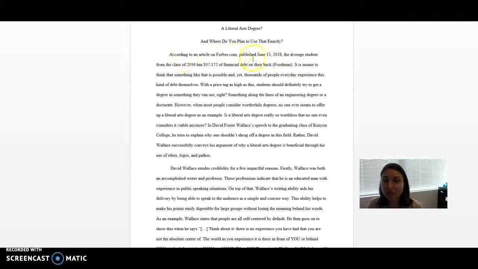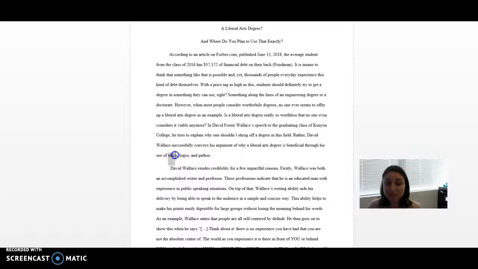Anyway, so they go on to have their hook, right? They're talking about money, and then they bridge into their speech. So all of this is their hook. It's grabbing my attention. It's making me want to read. It's making me think about how all these things can maybe apply to me. They go on to write their really clear thesis, right? David Foster Wallace successfully conveys his argument of why a liberal arts degree is beneficial through his use of ethos, logos, and pathos, right? So clearly this person is talking about Aristotelian argumentation, and they clearly state all the parts.